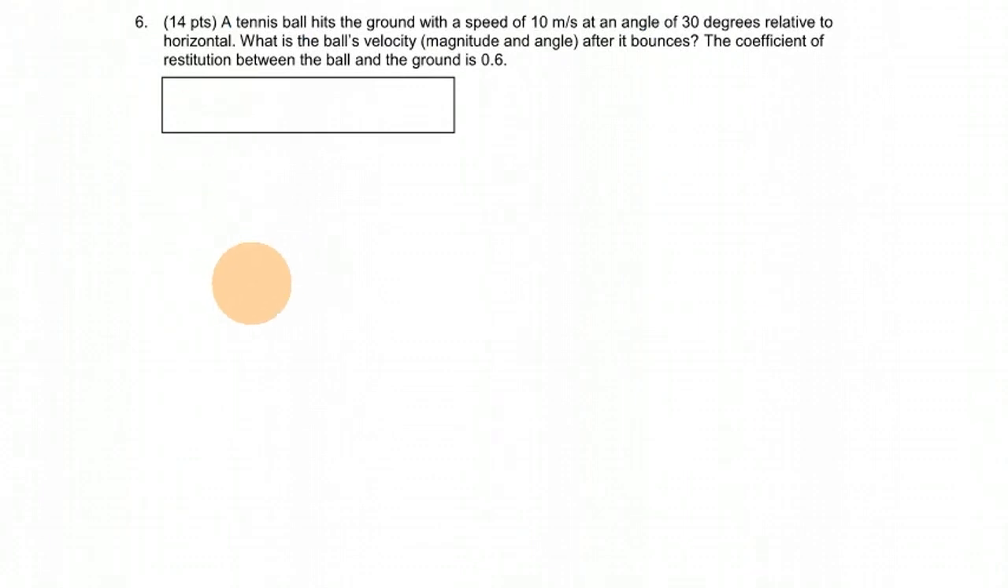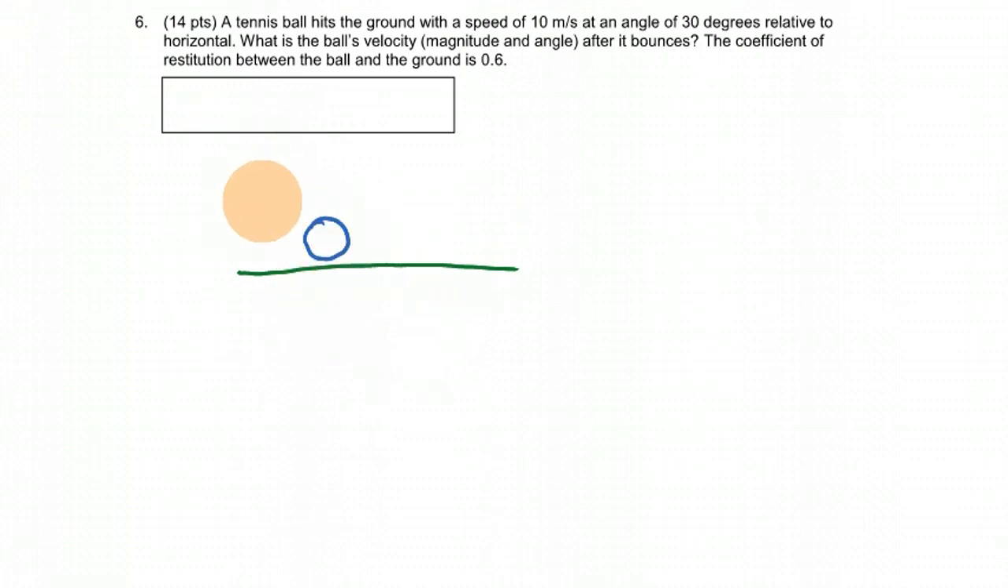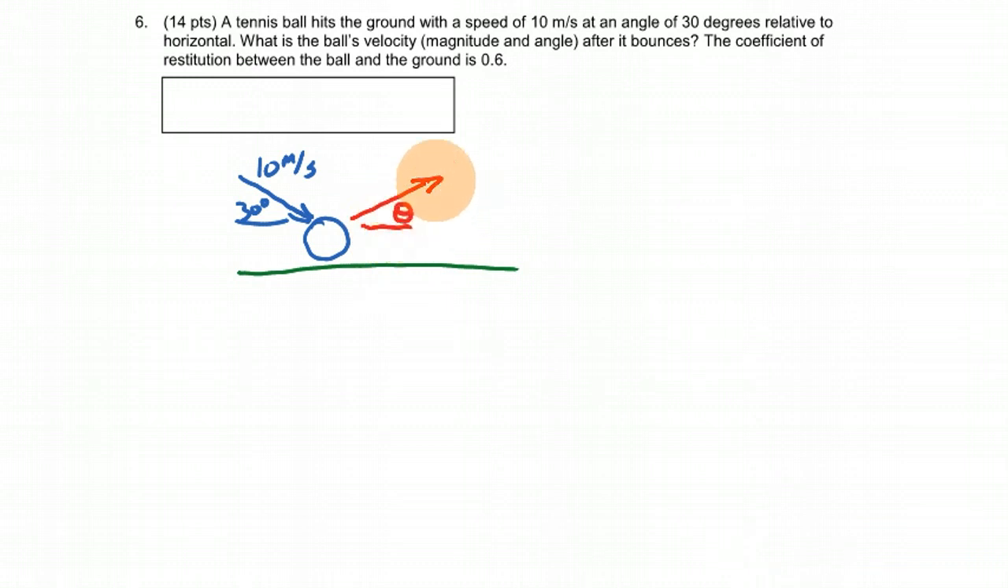This one is actually hitting the ground. So there's our ground. We'll draw our tennis ball right the instant before it hits. It's got a speed going downward, 10 meters per second at an angle of 30 degrees relative to horizontal. Okay, we want to find its velocity after it bounces. So this velocity is going to have some angle and some magnitude, v prime.